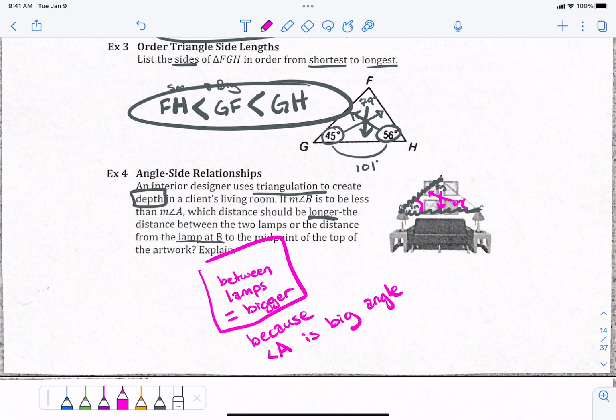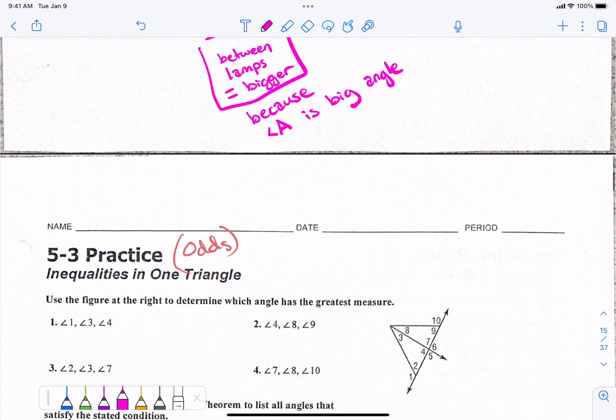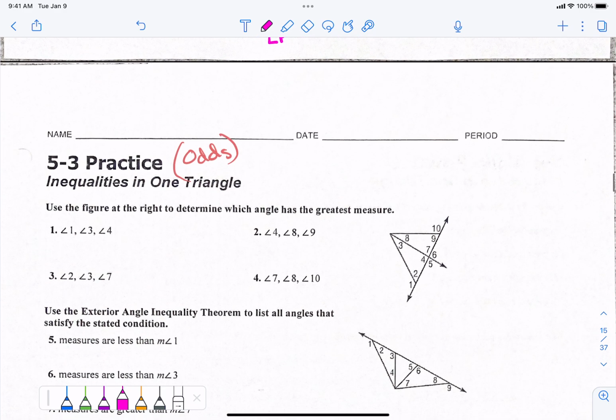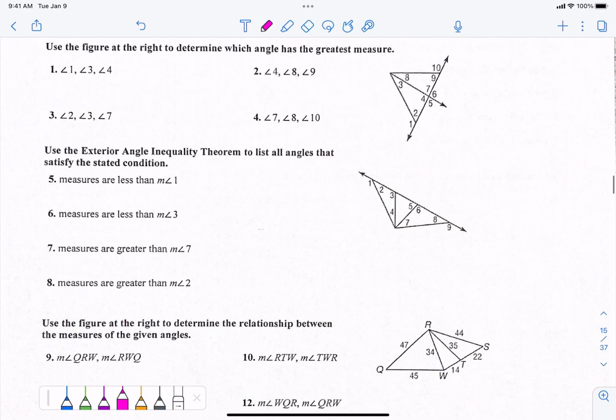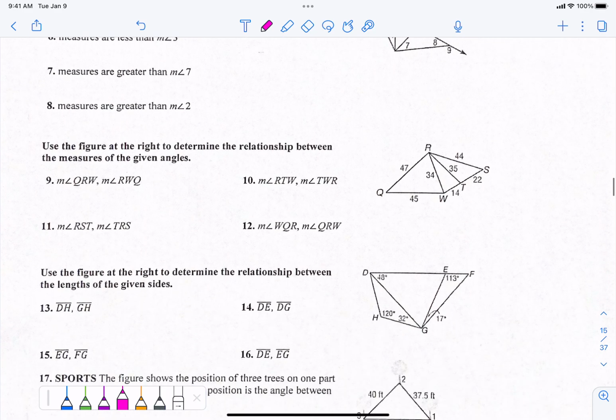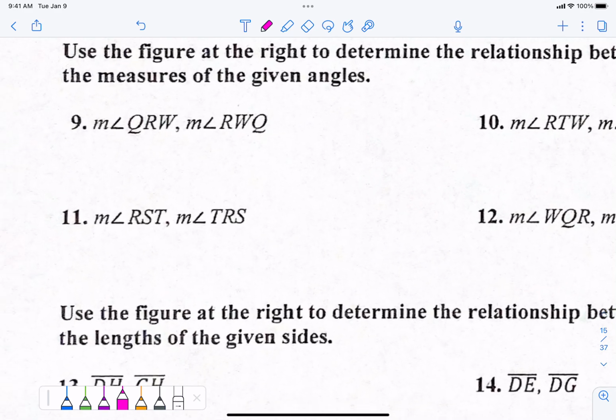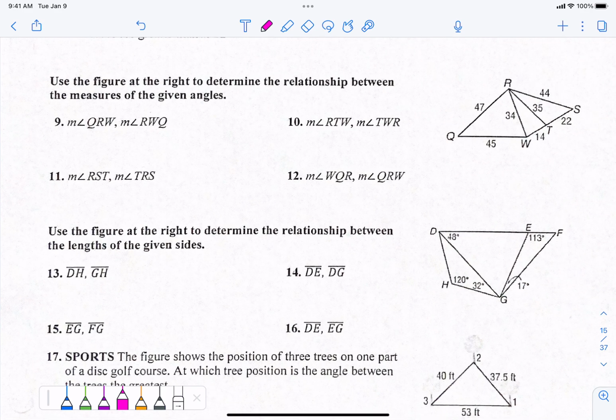Okay? All right, we're going to do some of these on your homework together. Practice is odds. Take a look at number 9 though, like 9 and 11 and 13 and 15. Here's how I'll let you do number 9, 11, 13, and 15.